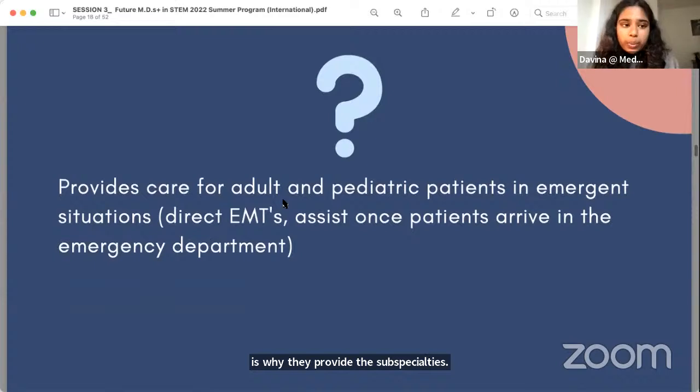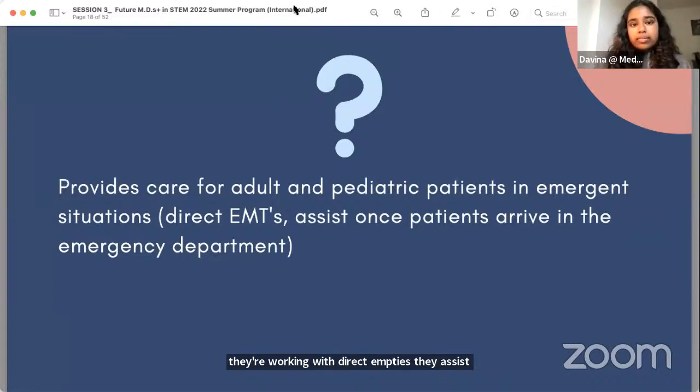All right, so our next one involves a field where these professionals provide care for adult and pediatric patients in emergency situations. So maybe they're working with direct EMTs. They assist patients once they arrive at the emergency department and perform a more comprehensive analysis. So not EMTs themselves. Yeah, perfect.